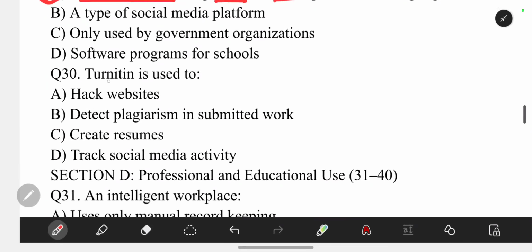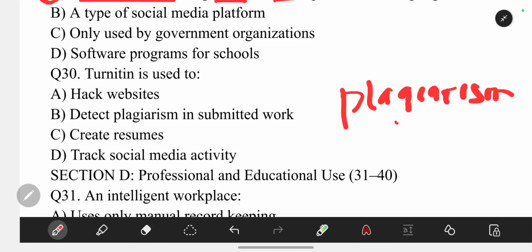Number 30, Turnitin is used to, so Turnitin is something that is used to prevent what we call plagiarism. Plagiarism has to do with stealing information, let's say from the internet, to make it as if it is yours. Like for example, you are writing an assignment, then you just get a full text or a book from the internet and paste it and submit as your assignment. That's how you get a 0. So now that is Turnitin.